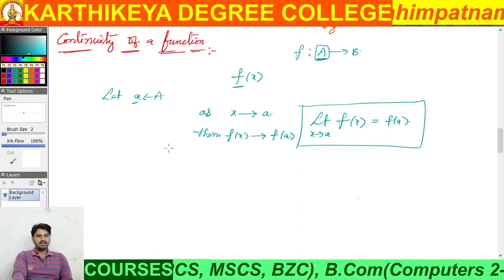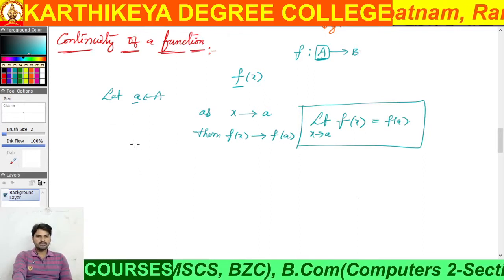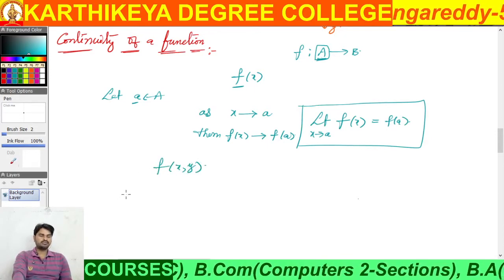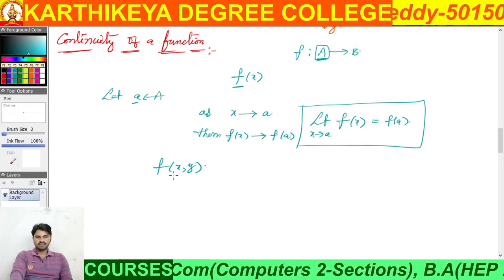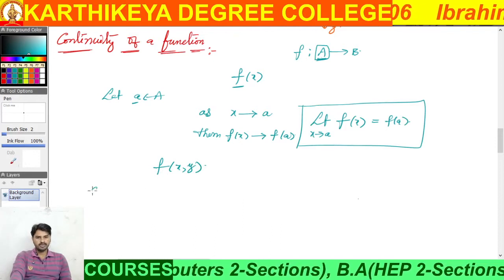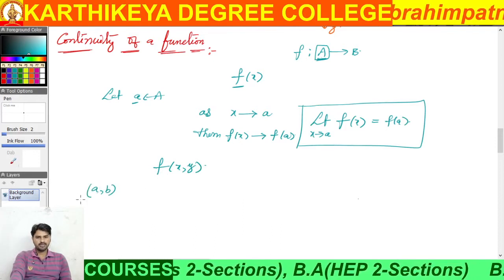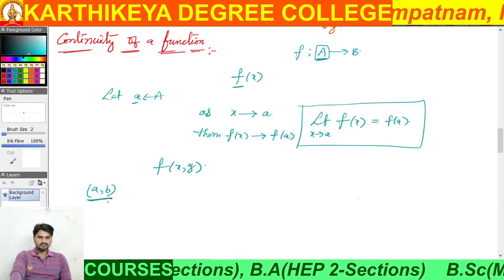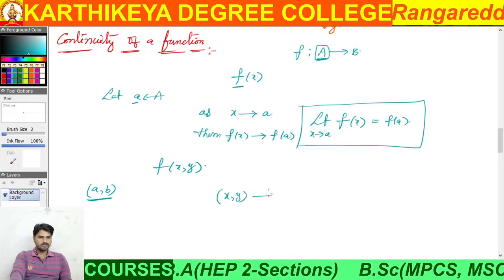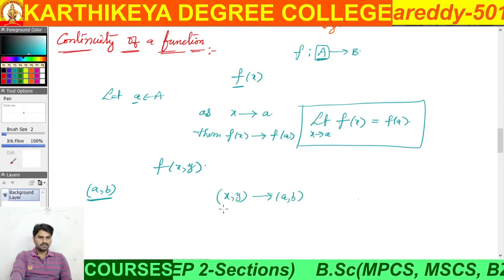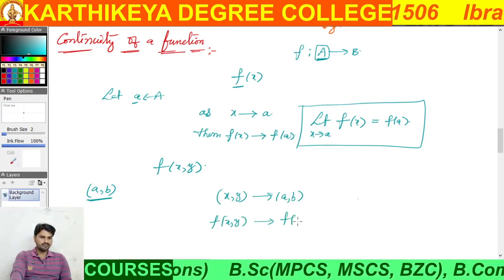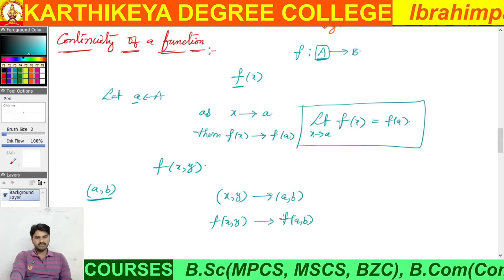Okay, now we come to the continuity of a function in two variables. That means first we need to take a function in two variables x comma y. After taking the function, we need to take the domain point, that is a comma b. Okay, this is the point in the domain. That means as the domain points x comma y approach a comma b, its image f of xy approaches f of ab. This is the definition of continuity.